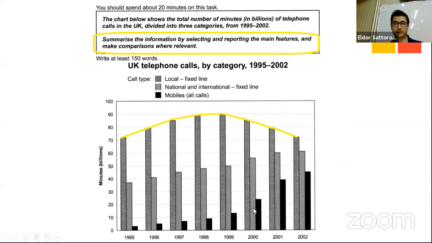So here's a typical, sorry, just text messages are coming up on my screen all the time.